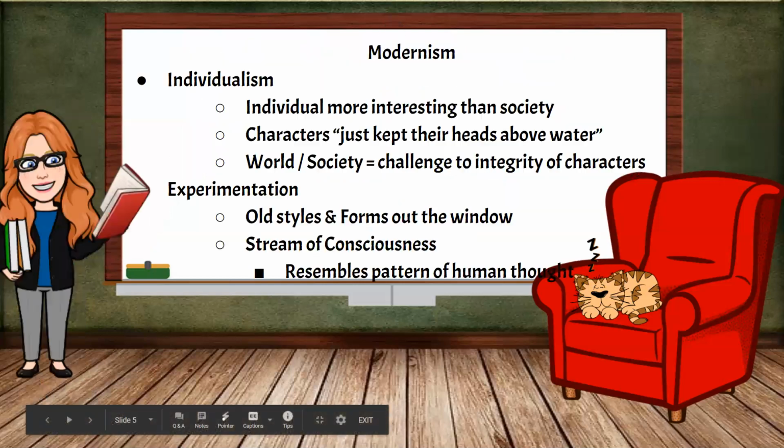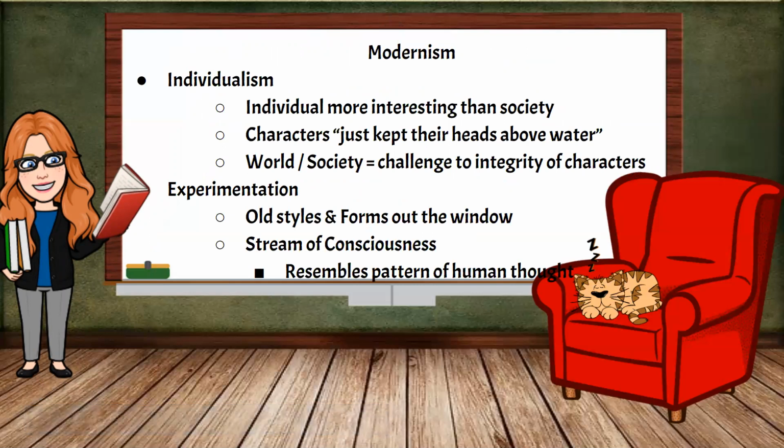So some major concepts of the time period. We have two real big movements here, the modernism movement and also the postmodernism movement. Both of these are very key, and we will see both in our literature during this unit. So modernism, some key elements is individualism. The individual is more interesting than society is.